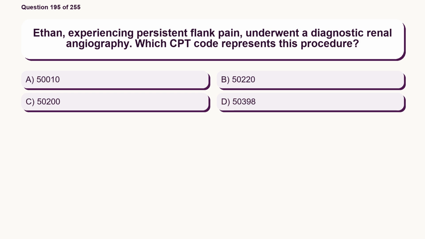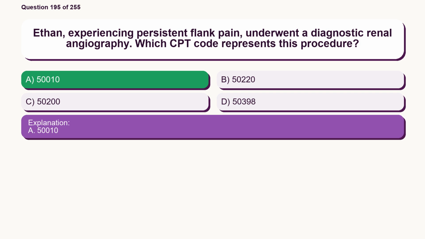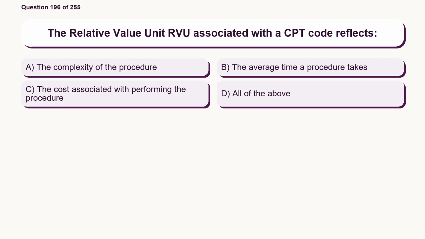Question 195. Ethan, experiencing persistent flank pain, underwent a diagnostic renal angiography. Which CPT code represents this procedure? Option A, 50,010. Option B, 50,220. Option C, 50,200. Option D, 50,398. The correct answer is option A, 50,010. A, 50,010.